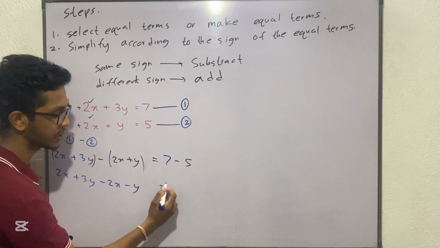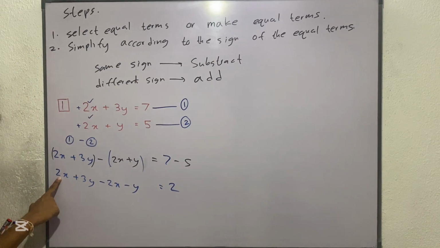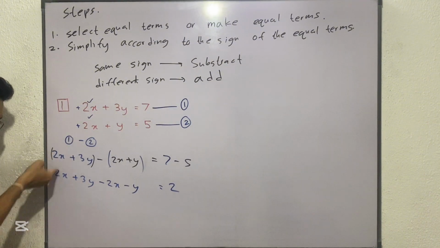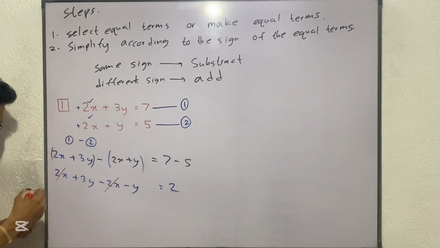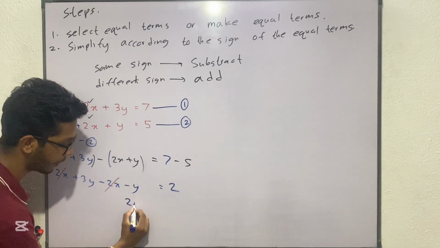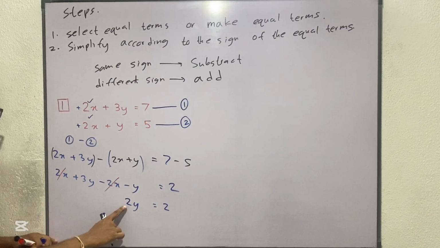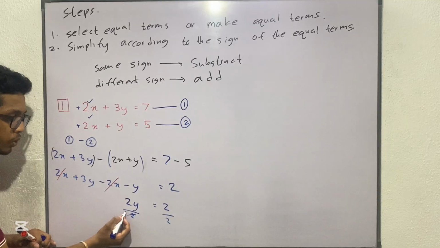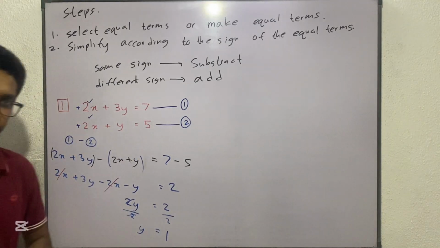Then 7 minus 5, you get 2. Here we get plus 2x. Here we get minus 2x. So what happens? Plus 2x and minus 2x get cancelled. And 3y minus y, we get 2y. 2y is equal to 2. So 2 times y equals 2. That means by dividing both sides by 2, we get the answer y equals 1. I got the answer for y.